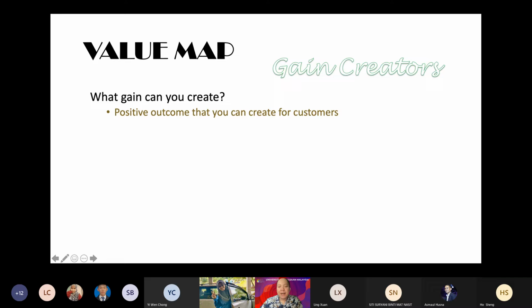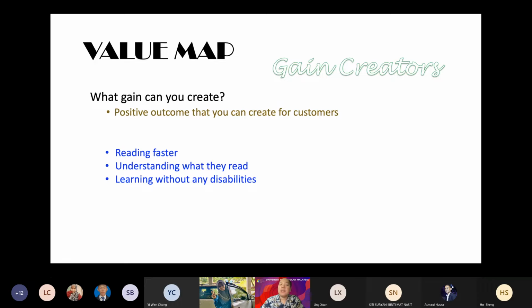Okay, and then the last part is the gain creator. So this is the part for your product as well. What gains can you create? The positive outcomes that you can create for the customer. So you look back at their gains, what they are expecting to have. Because people with difficulty reading really want their ideal world: to read faster, understand what they read, and learn without disabilities. So whether you can provide it or not, if you say yes with this product, like in this example, of course they can have all these three things covered. So they have already created the gains for the customer.